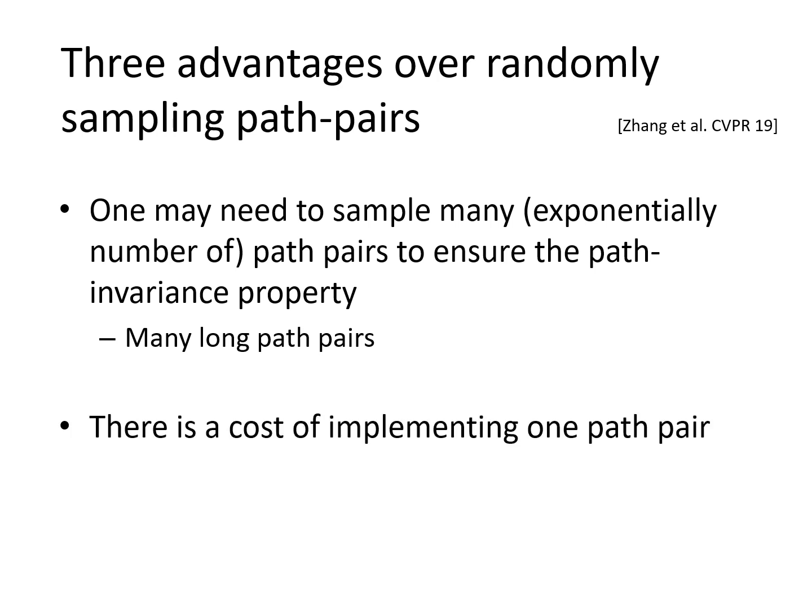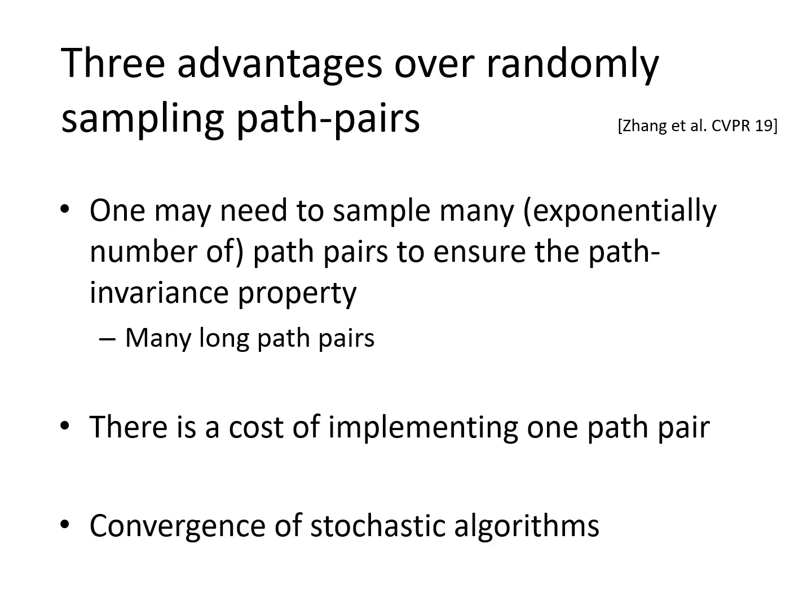Another advantage is that if we do random sampling, we end up sampling many path pairs, and there's also a cost of implementing each new path pair. There's an overhead there, right? So also the convergence of the stochastic algorithm becomes slow.